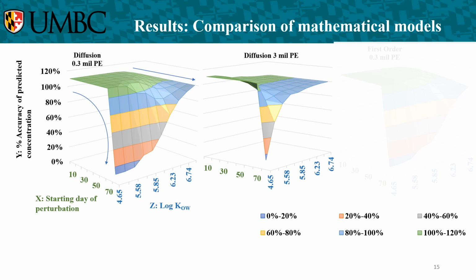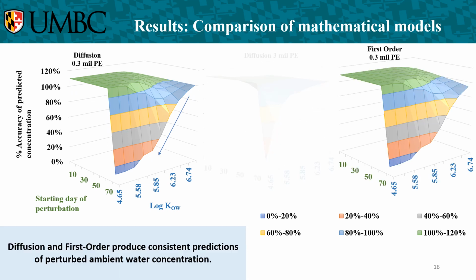When we compare these plots for a 1 mil PE versus a 0.3 mil PE versus a 3 mil PE, as observed with the diffusion model, we observe that there is an increased sharpness of the pointy edge of the curve. And this happens because with increasing thickness of the polyethylene, the sensitivity of the system reduces. We generated the same surface plots with our results from all the above scenarios using the first order model for the 0.3 mil PE, and we observed that the diffusion and the first order models produced very similar results.